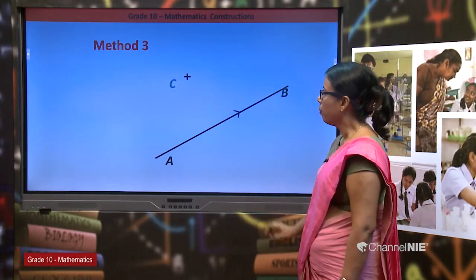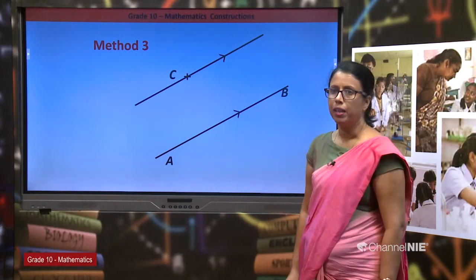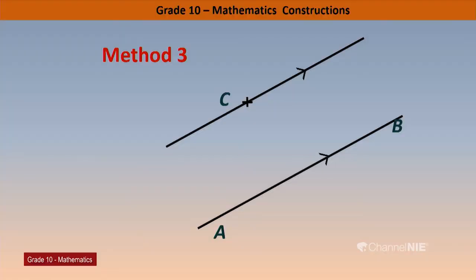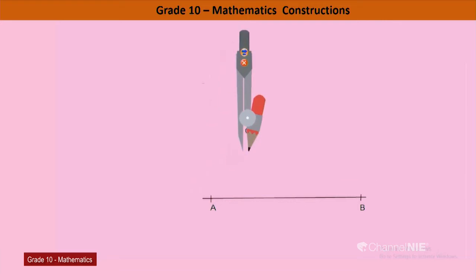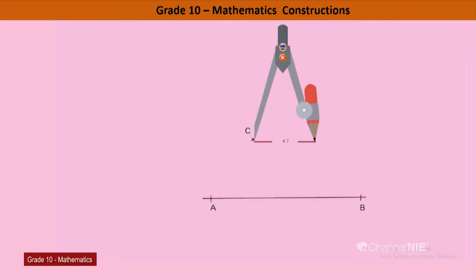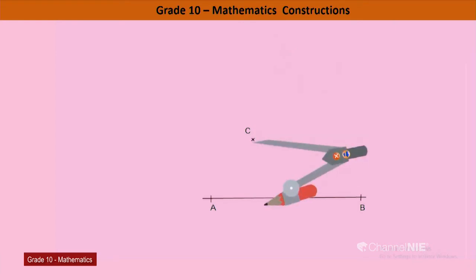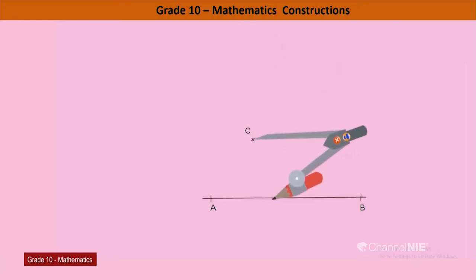This time we are going to construct parallel lines using 3 points. It is like constructing the vertices of a rhombus. Let us see how to construct a parallel line using that method. Keep the steel point on C. You do not need to join any line to this AB. Keep the steel point on C. Draw an arc to intersect this AB line.